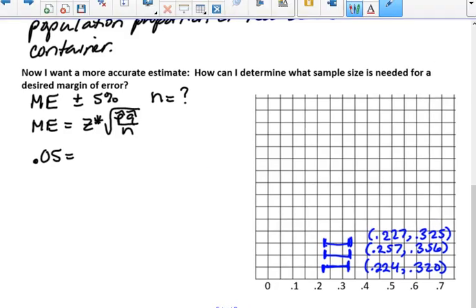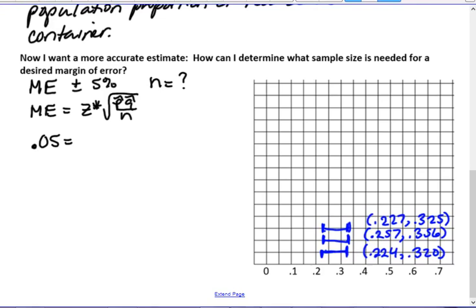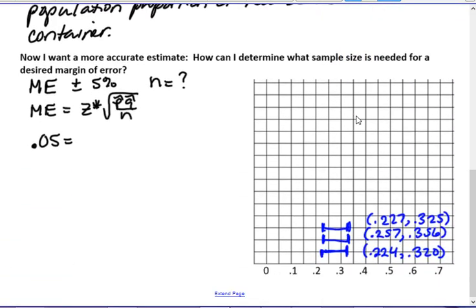The z critical value that I need for 90% is 1.645. So I put that in, 1.645. And then I have to put in a p-hat and a q-hat. Well, if I don't know anything about that population, what should p-hat and q-hat be?